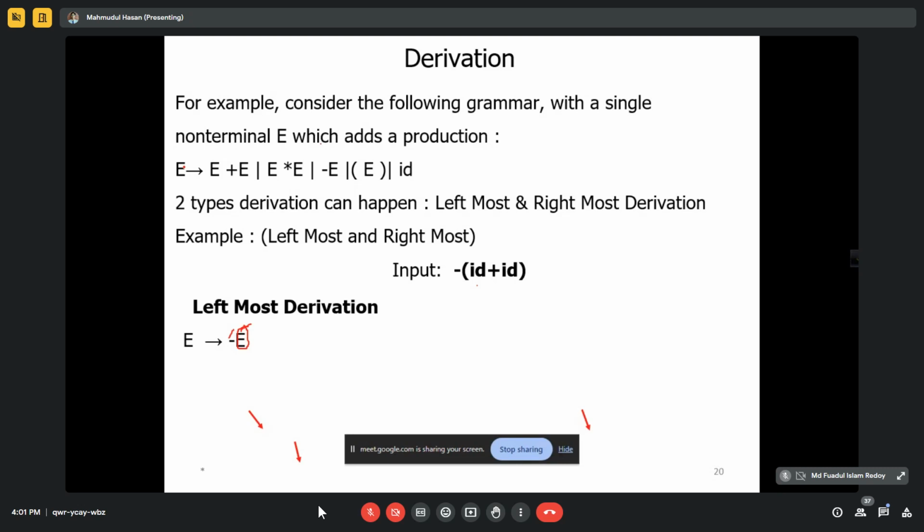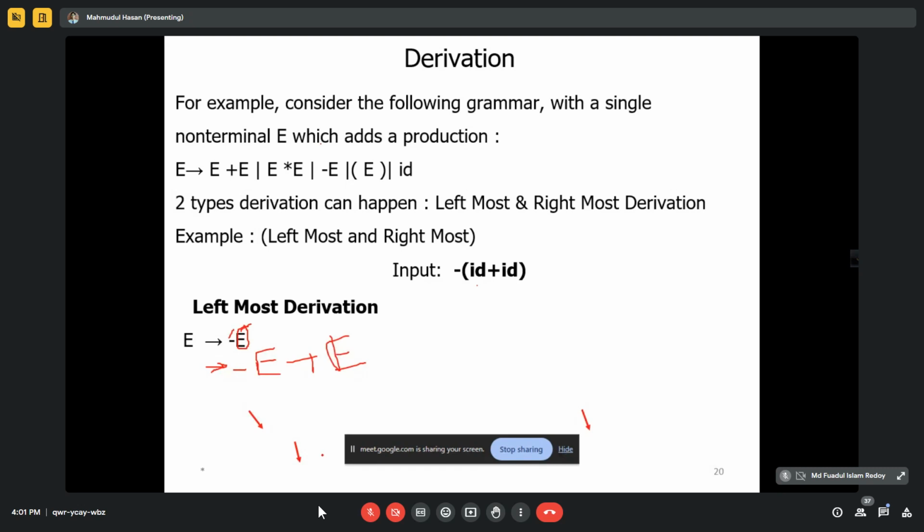Sir, parenthesis E. E plus E. Someone said E plus E, maybe. No, sir, it's parenthesis E. No, that is wrong, no problem. But someone said it. Who is the person? Please respond. Hello. Yes, sir. I see it. You said E plus E. Yes, sir. So minus E plus E, like that.